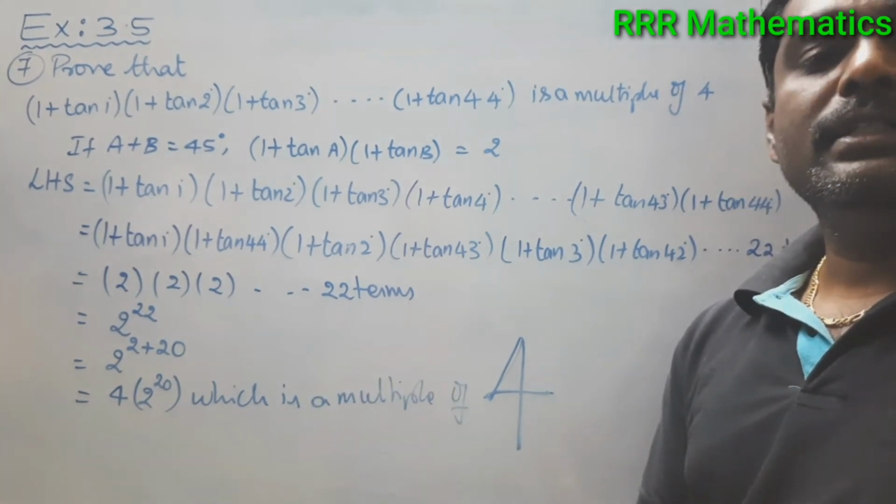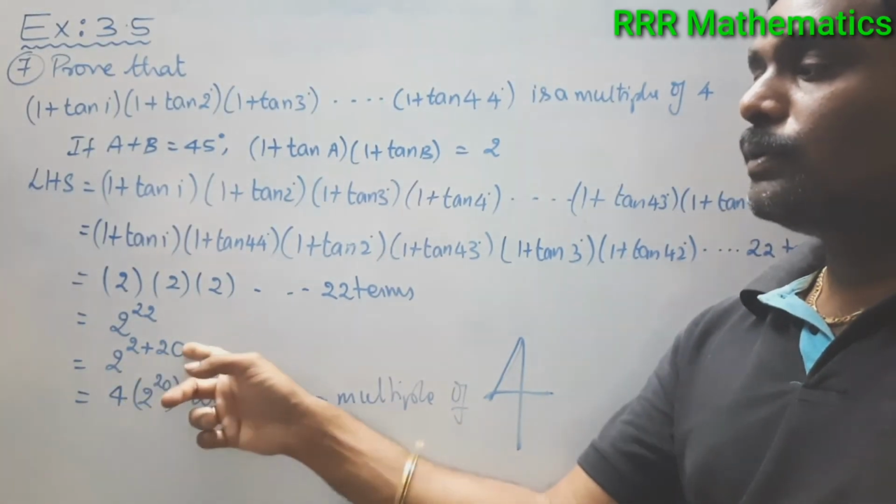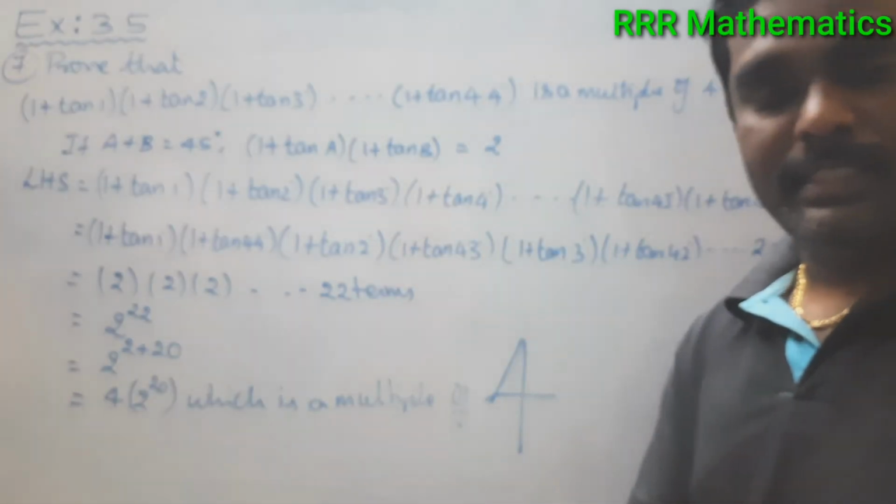The 22 can be written as 2 plus 20, so 2 power 22 is 2 power 2 into 2 power 20. What is 2 power 2? 4. So 4 into 2 power 20, which is a multiple of 4. So I got the result. Got it?